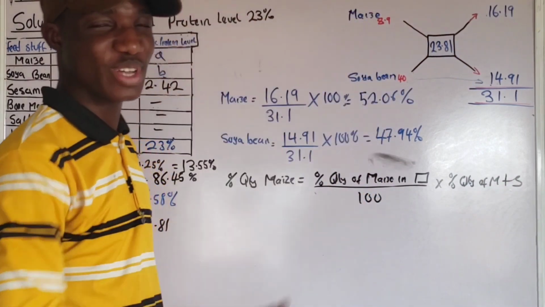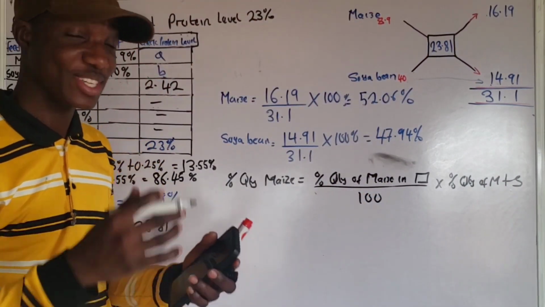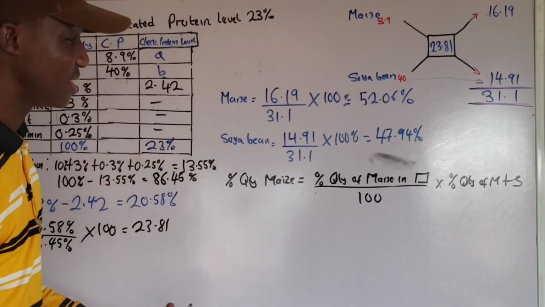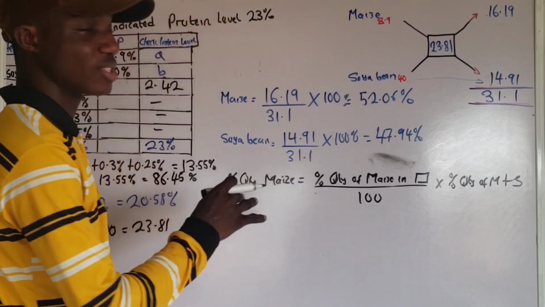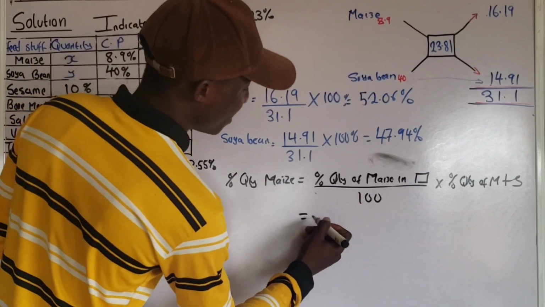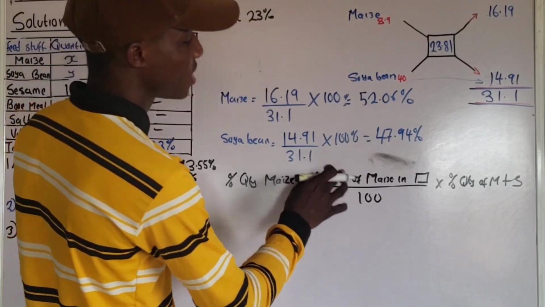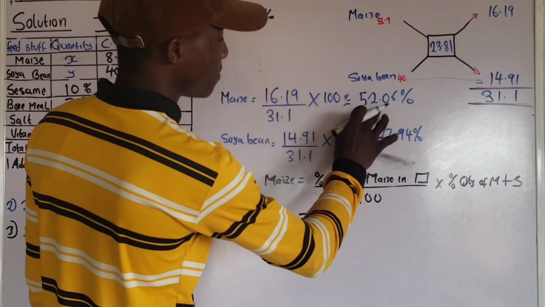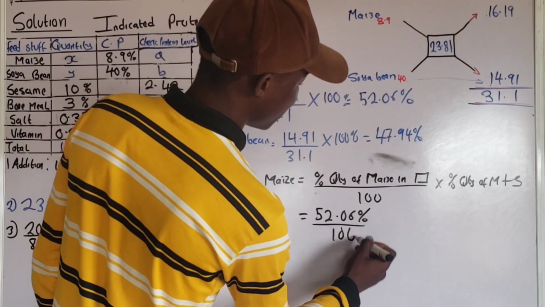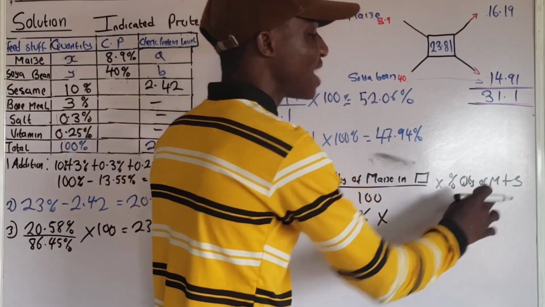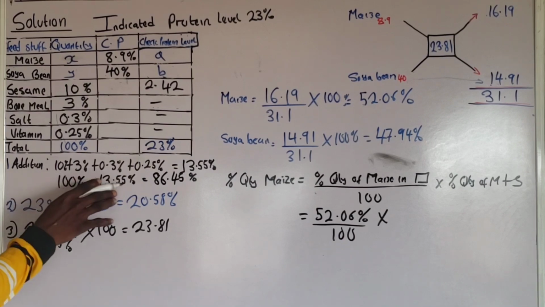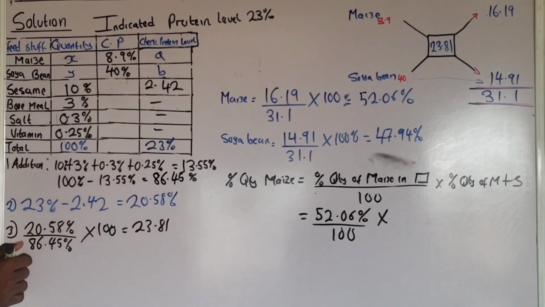I just derived this formula, okay? Mathematically, if you understand what I wrote here, you'll be able to understand what I'm doing. See, percentage quantity of maize that will be present in our diet, that's what we want to determine now. I derived this formula: percentage quantity of maize in the Pearson squared, that is what? 52.06%. 52.06% all over 100 multiplied by percentage quantity of maize and soya beans. That means percentage quantity of maize and soya bean is what? Is 86.5%. I'm very sure you understood what I did.